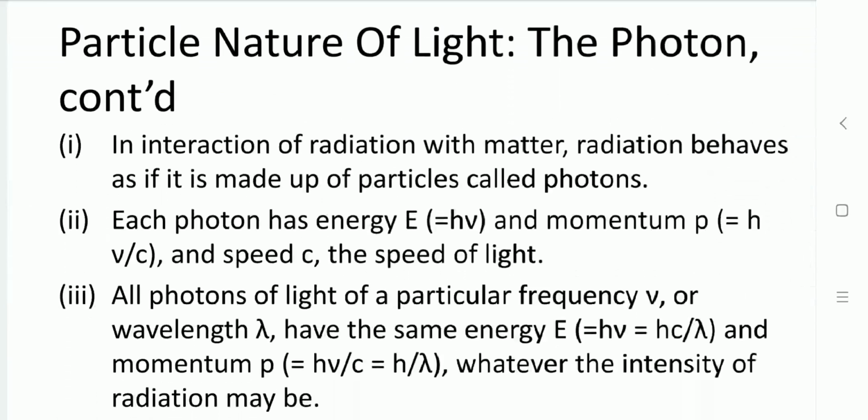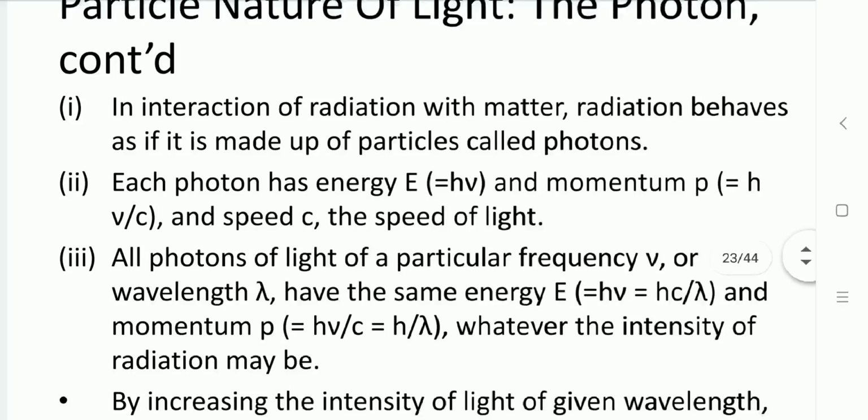There are 5 points. The first one is the interaction of radiation with matter, that is, the radiation behaves as if it is made up of particles, and these particles are known as photons, having energy E equal to hv and momentum hv by c, where c is the speed of light.